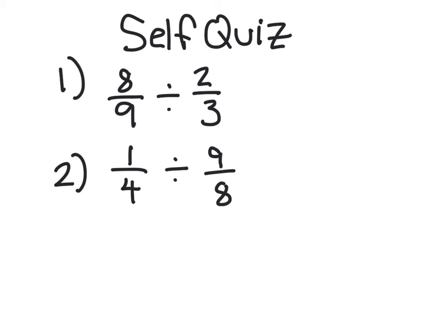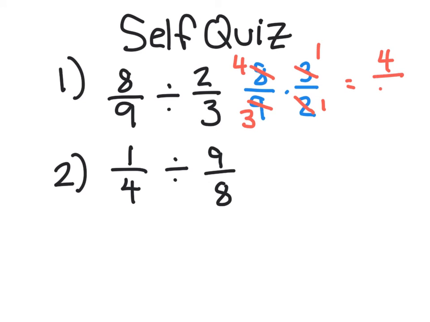All right, welcome back from pausing the video. Let's see how you did. So the first one, we're going to take 8/9 and multiply by 3/2. Let's cancel some factors here. 2 divides into 8 4 times, 1 time into itself. 3 divides into itself once and into 9 3 times. So we get 4 times 1 and 3 times 1. This equals 4/3.